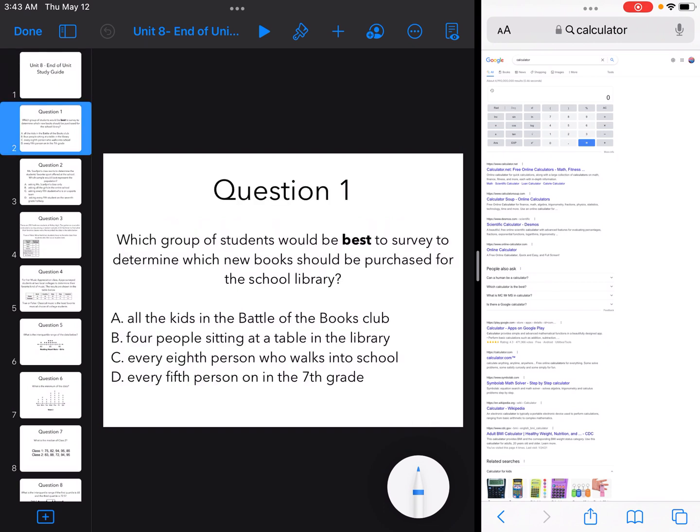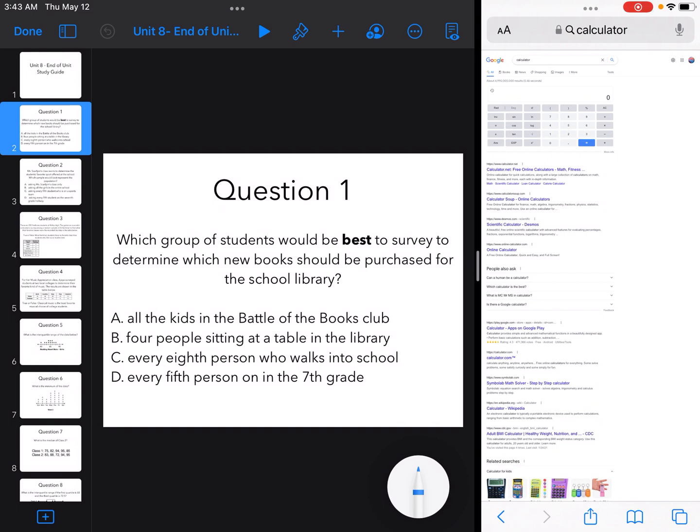So the first question is going to be a statistical question. Which group of students would be best to survey to determine which new books should be purchased for the school library? All the kids in the Battle of the Book Club, 4 people sitting at a table in the library, every 8th person who walks into school, or every 5th person in the 7th grade. I should say in the 7th grade.